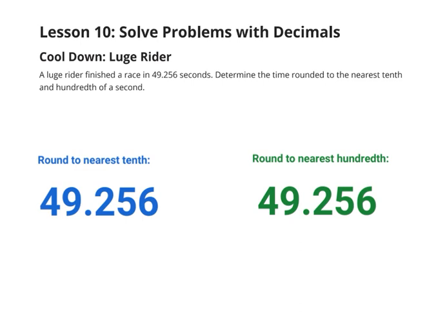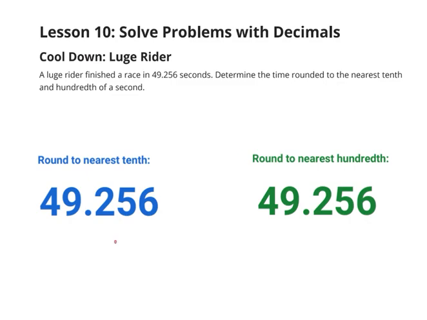In this cool down, we are thinking about rounding. It says the Luge Rider finished a race in 49 and 256 thousandths seconds. Determine the time rounded to the nearest tenth and the nearest hundredth of a second.